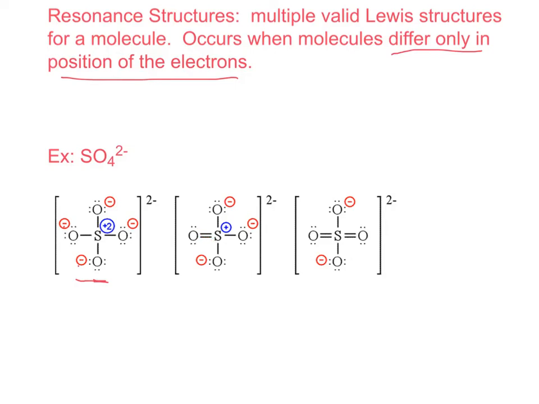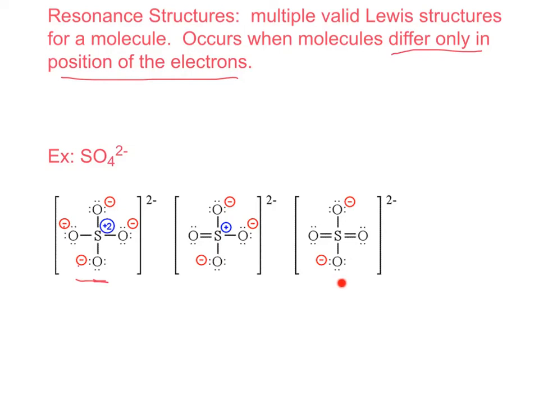The second one, we have a double bond between one of the oxygens and the sulfur, the rest are single bonds. So now we notice we've reduced the formal charge to +1 on the sulfur, and then only 3 of the 4 oxygens have a -1. This one would be a 0. So this would be a better structure.